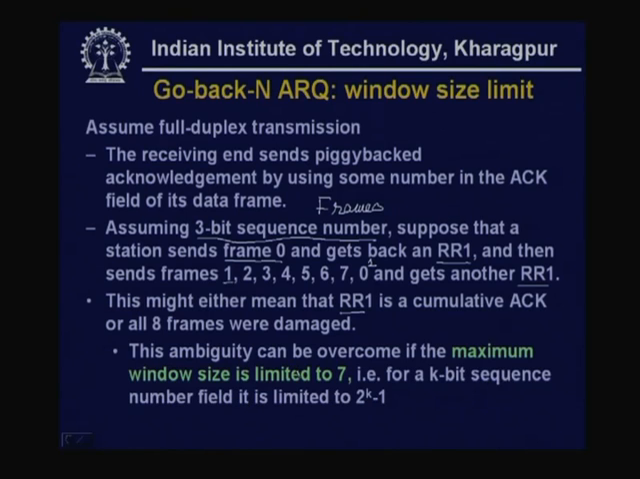This ambiguity can be overcome if the maximum window size is limited to 7. That means, if the window size is limited to 7, that means 0 to 6, this problem will not arise. It can be very easily proved. That is why whenever a k-bit sequence number is used, the window size is limited to 2^k minus 1 in case of go back N ARQ.